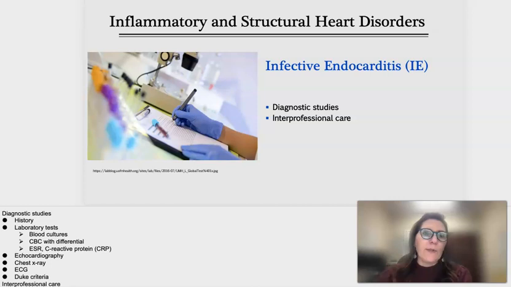The different diagnostic studies, we're going to do a history. We're going to look at labs as far as blood cultures, CBC with diff, ESR, C-reactive protein. We might get an echo, a chest x-ray, EKG, and we're going to look at Duke criteria. They're going to need prophylaxis even for certain dental procedures if they have this.